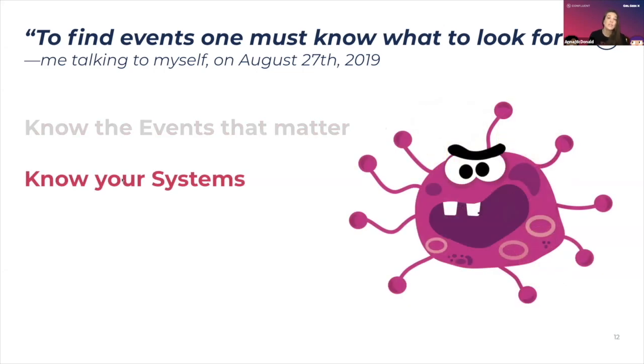The second is to know your systems. If you don't know where these things happen, you're going to fail. It's not very valuable to track orders placed 50% of the time. So you need to make sure you understand what systems these events occur in.